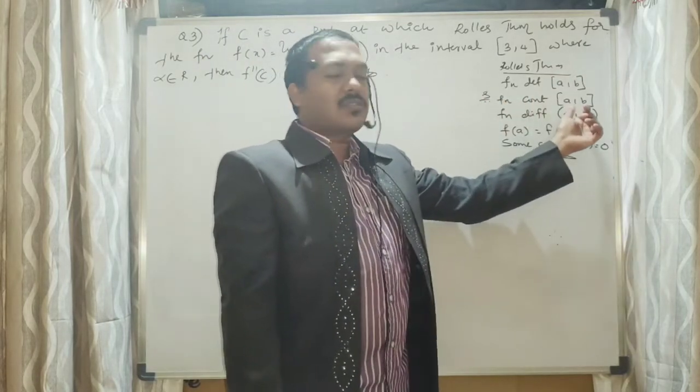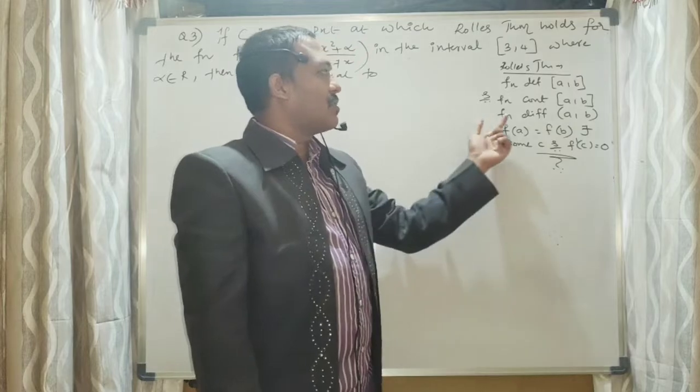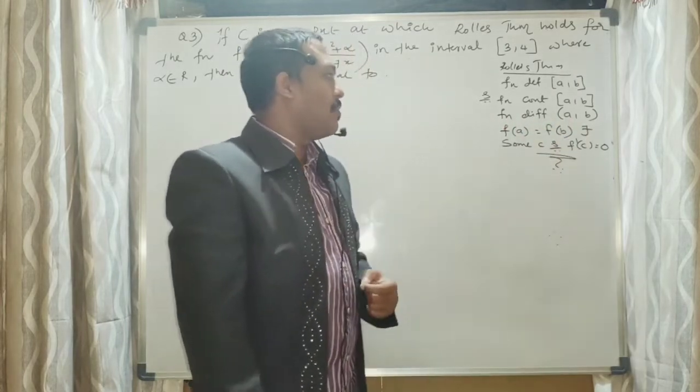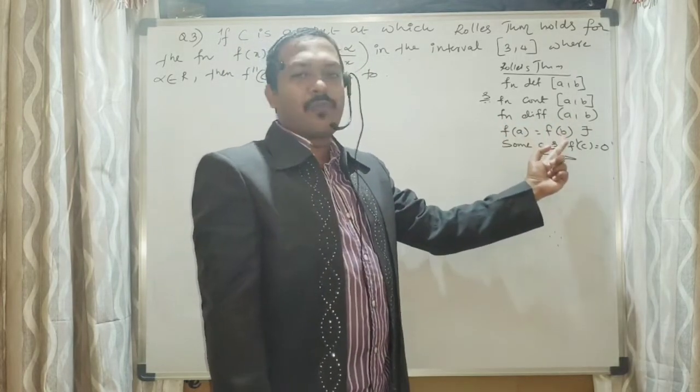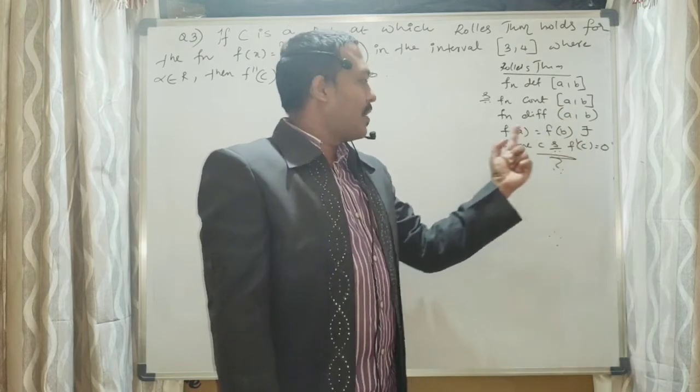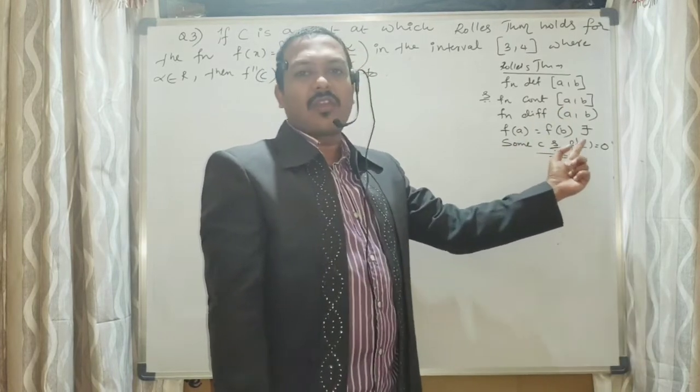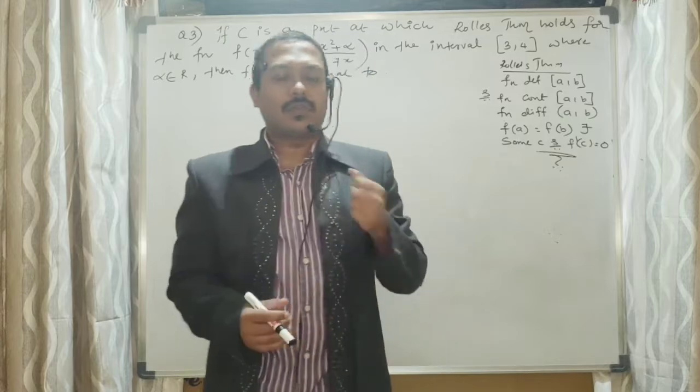Function is continuous on closed interval ab. Function is differentiable on open interval ab. f of a is equal to f of b. Then there exists some c such that f dash c equal to 0.